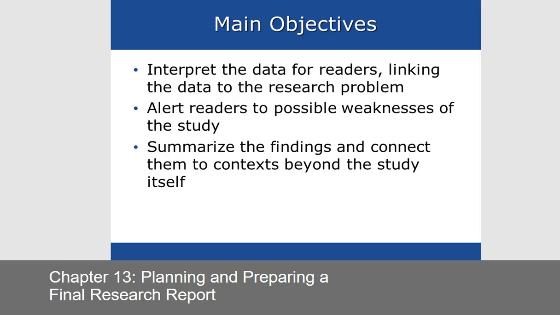We also have to alert readers to the possible weaknesses of our study. So we call those generally the limitations of our study. What are some of the limitations? Well, maybe a limitation is that I was not able to gather a random or representative sample. That would be a limitation, and so we would report those limitations so that our reader understands our study a little bit better, and who was in our study and who this applies to and who it does not apply to. We need to summarize the findings and connect them to the context beyond the study itself.